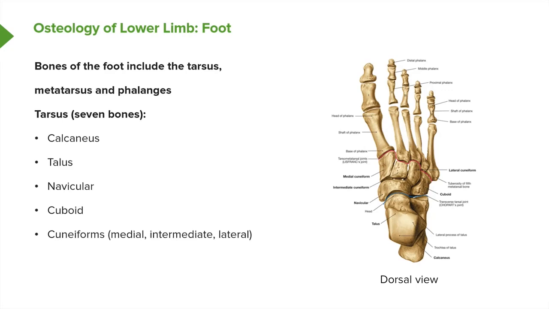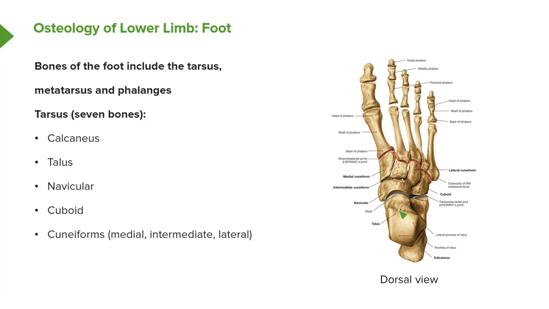So here we can locate, if we look most superiorly, the talus, and this is going to allow articulation between the tibia and the fibula via the two malleoli. And then inferior to the talus, underneath, we have the calcaneus. We can see the calcaneus is then going to articulate with the cuboid, we can see here. And directly in front of the talus, we can see we have the navicular.